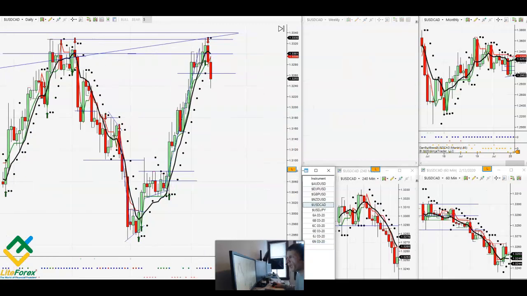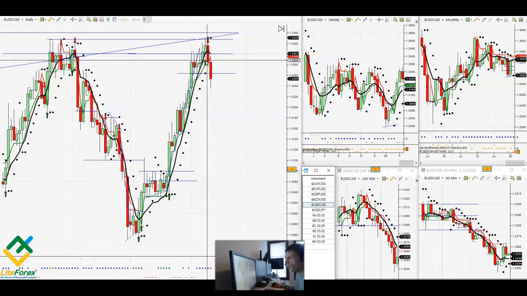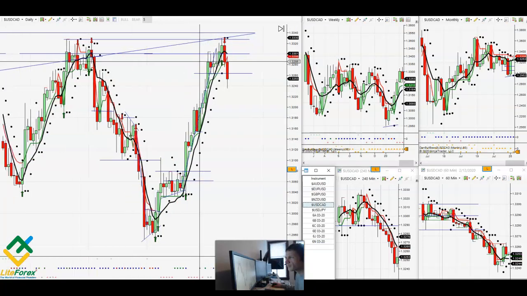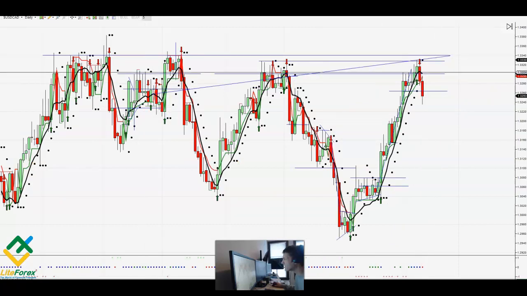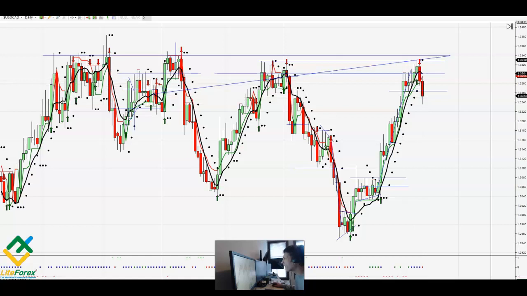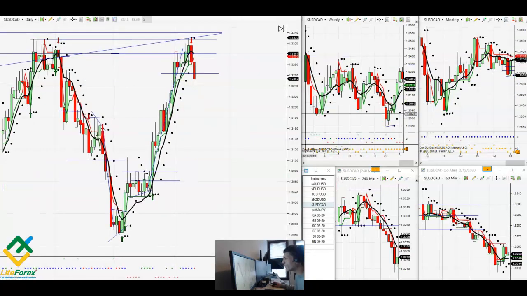Okay, USD CAD. Now, I've been calling for a pullback lately, and I mentioned that we have resistance around this price, 1.3340. It was hit here, pulls back, hit again, pulls back, hit again, pulls back, and here we are again, roughly around that price. As soon as I saw yesterday's setup, I was very confident that this was going to pull back more.